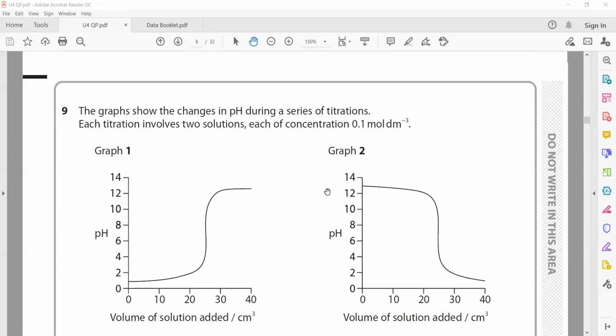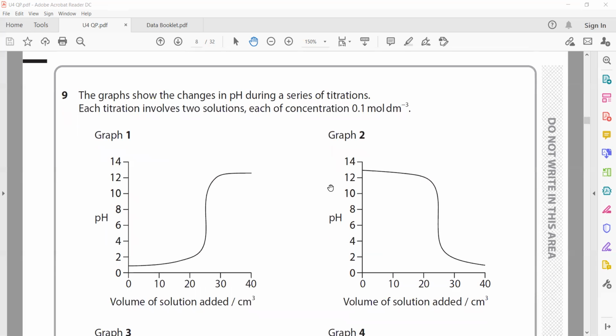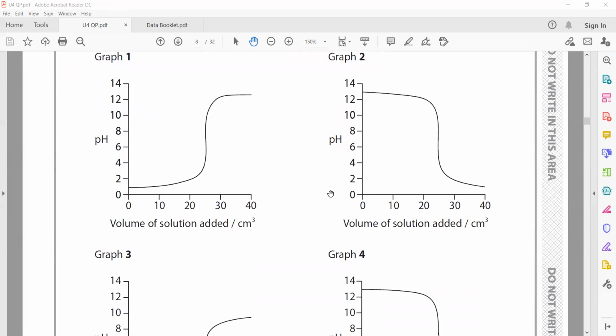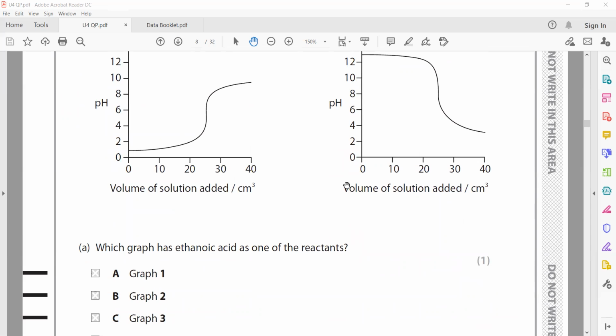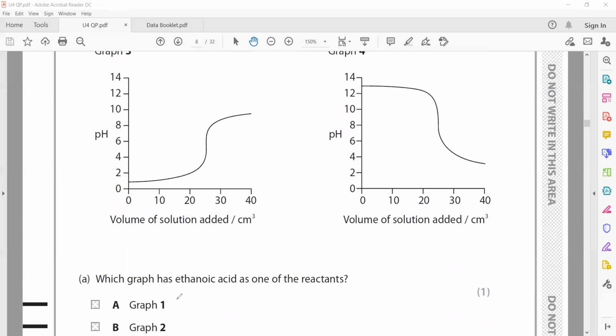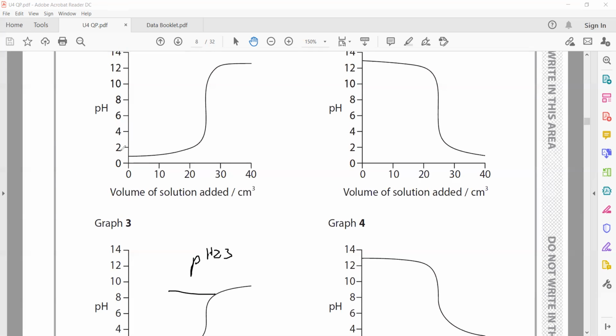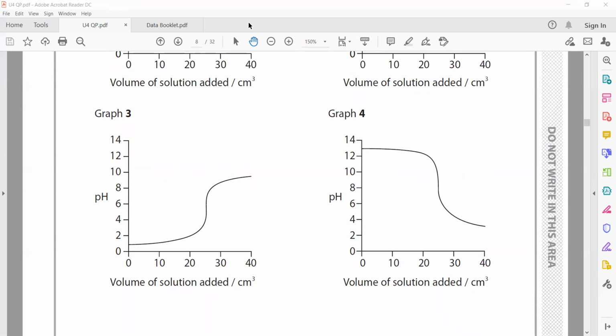The graph shows the change in pH during a series of titrations. Each titration involved two solutions, each of concentration 0.1. Which graph has ethanoic acid as one of the reactants? Ethanoic acid is a weak acid, so the pH should be greater than or equal to 3. If we check the values, this one starts at 1, so it's strong. This also starts at around 1, it's also a strong acid. It shows that this titration involves a strong acid.